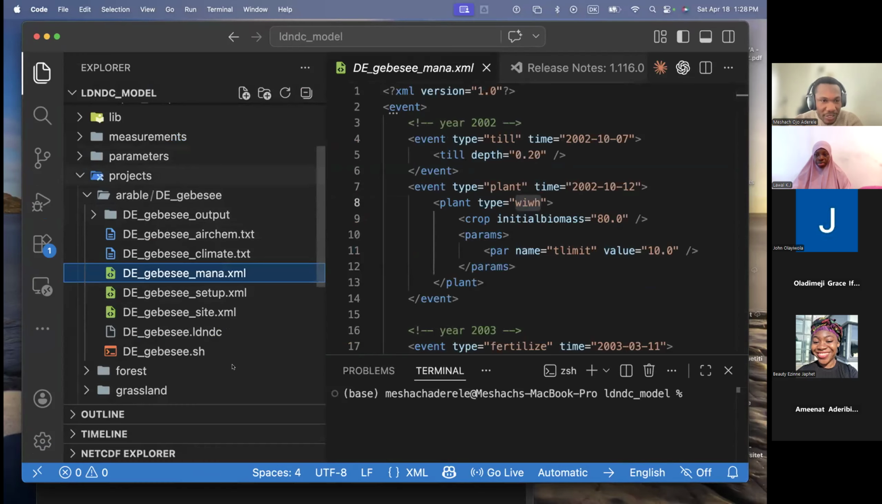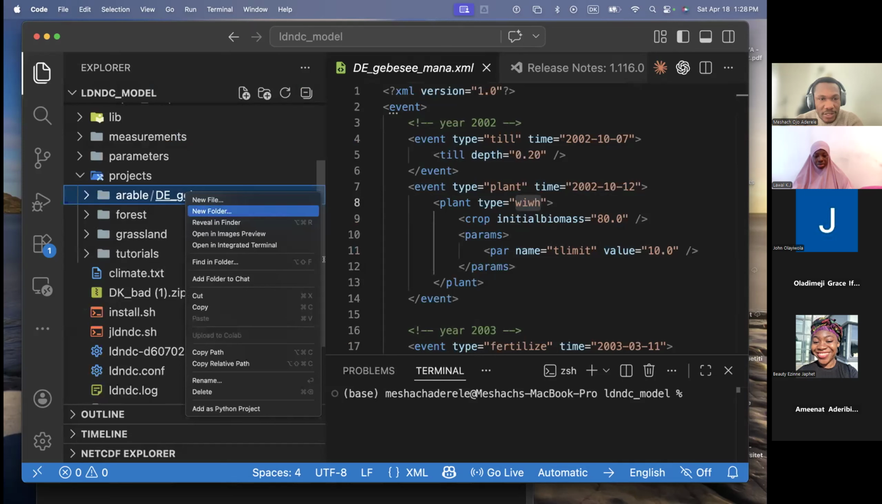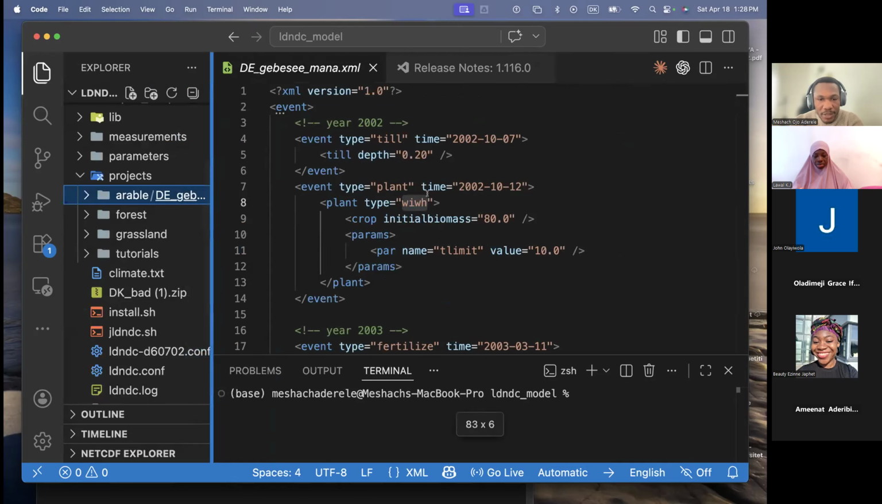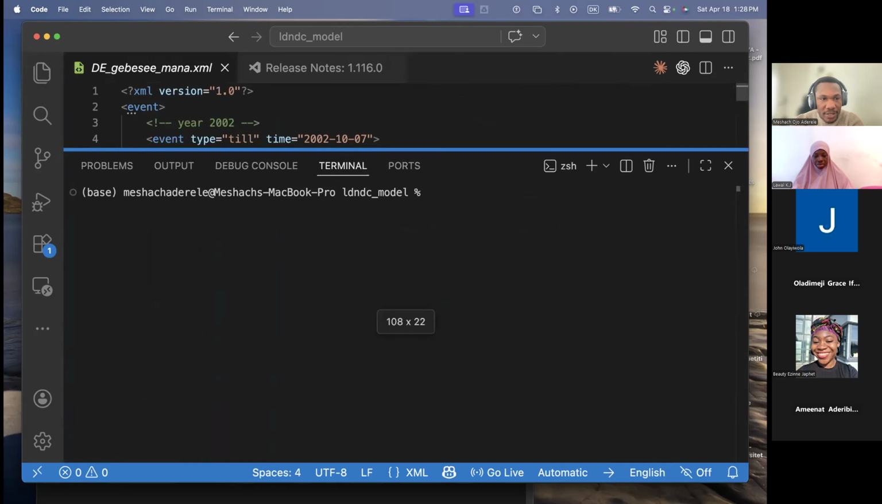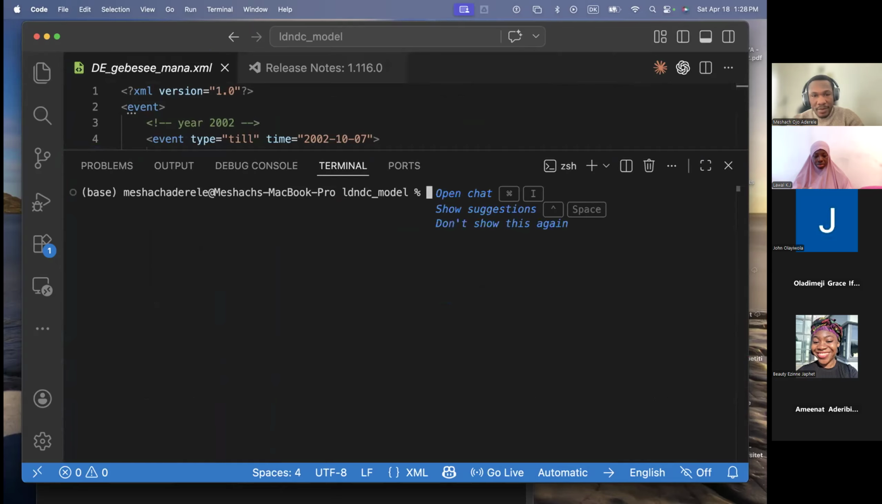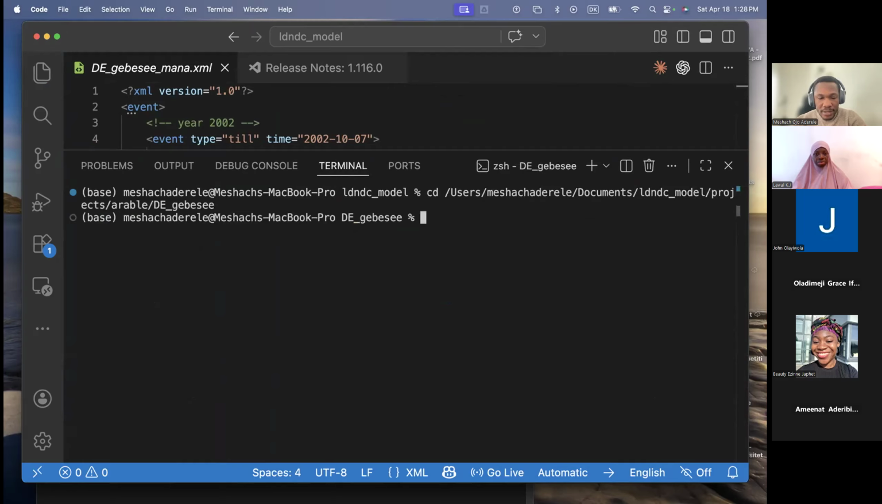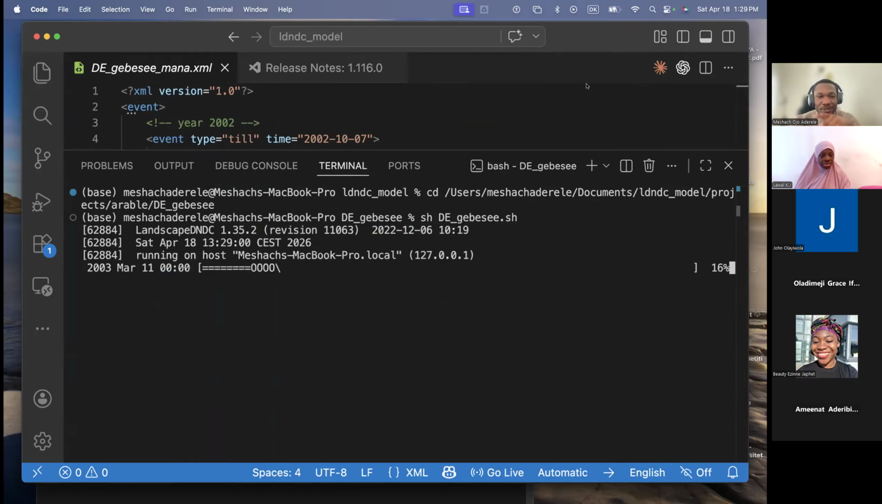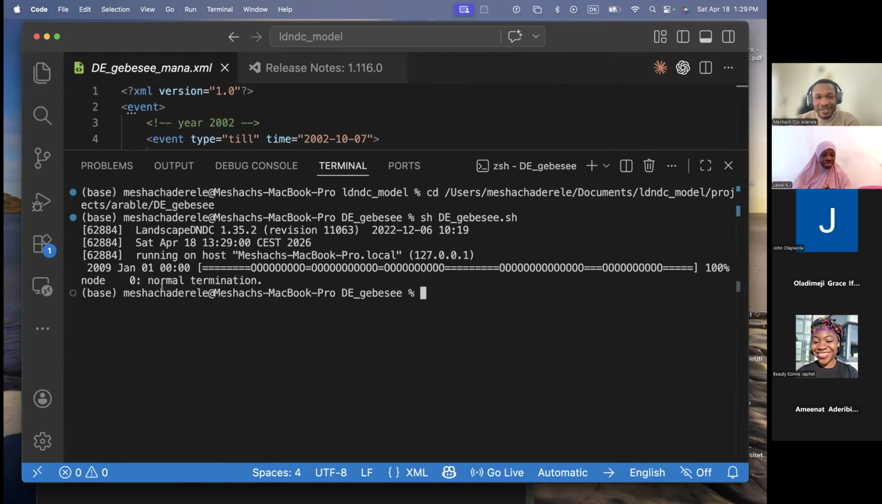So when I run the model, which is what I'm going to do here, I just say DGBZ, and I'll copy the path and run the model so that you can see. I say CD to the path, and I say SH DEGBZ dot SH. So I have all the code written before. So then when I click it, you see how the model runs. You see it's running and it gets to 100.